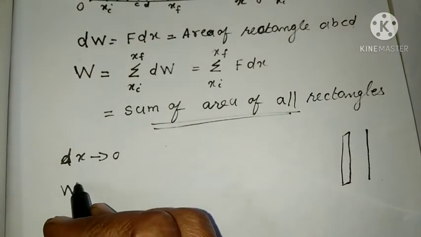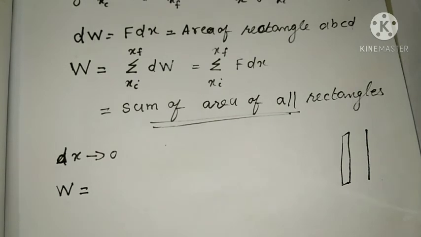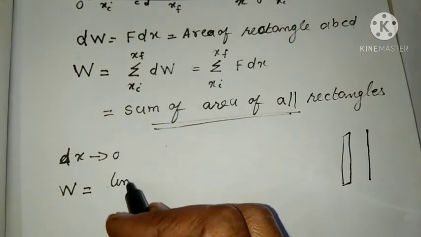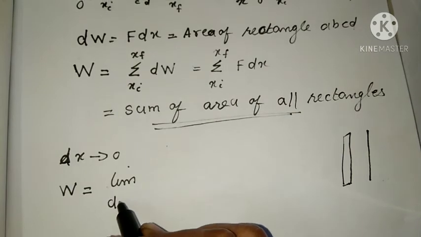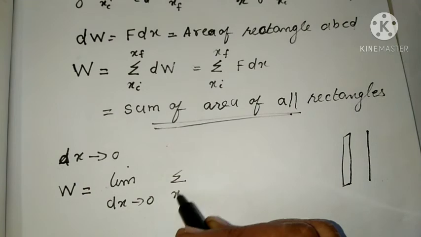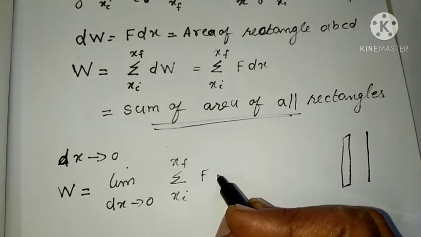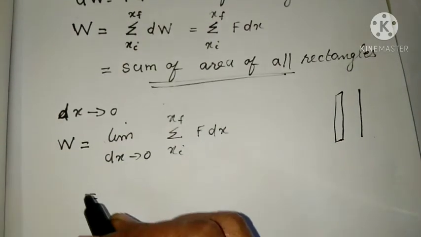So we can take the integration. In this case, we can take the integration to take the sum. So here we apply the limit, isn't it? In the above equation, we can apply the limit: limit dx tends to 0, sigma xi to xf, f dx. Then we can take the integration.